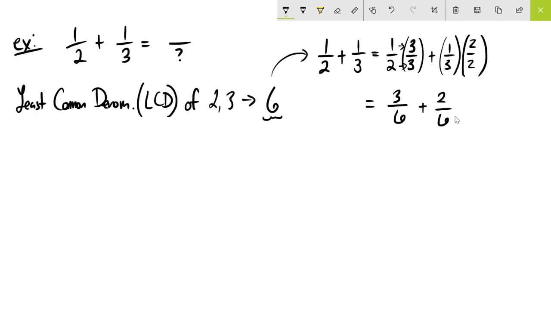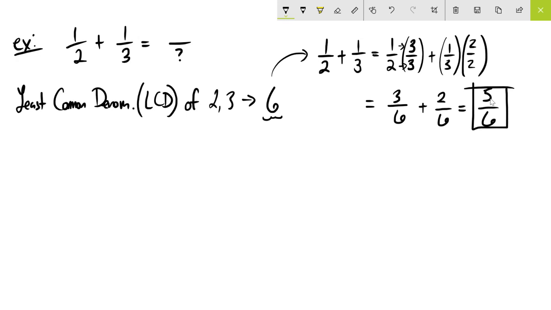So 3/6 is the same as 1/2, right? It's like the unreduced version of 1/2. And 2/6 is like an unreduced version of 1/3. But we unreduced them on purpose so that they share the common denominator. Now you can put them together, right? Because we're in sixths. So 3/6 plus 2/6 is 5/6, right?